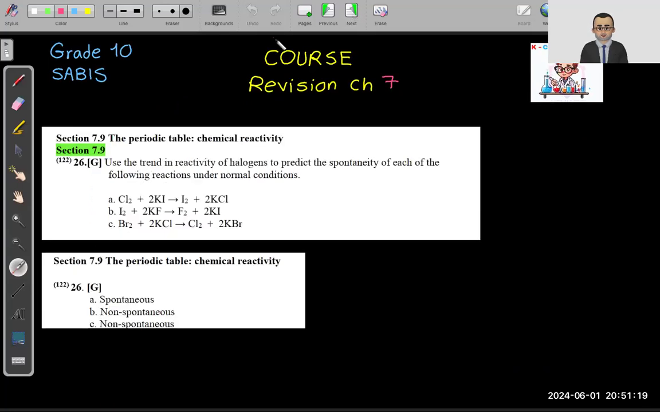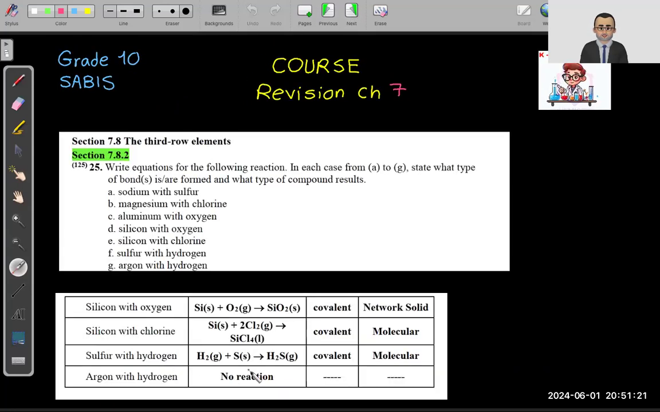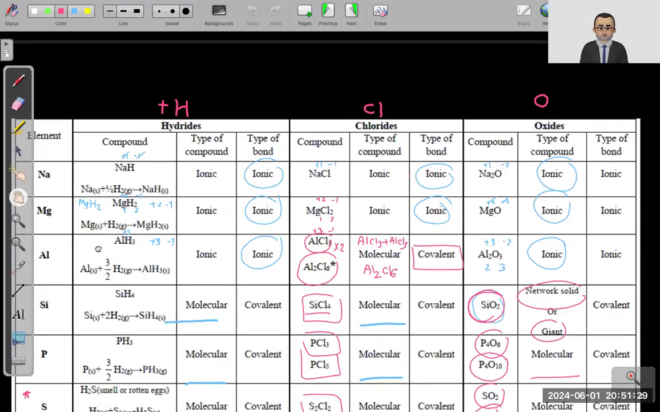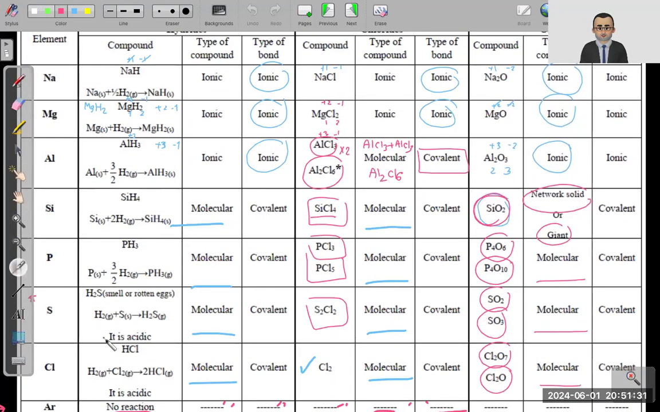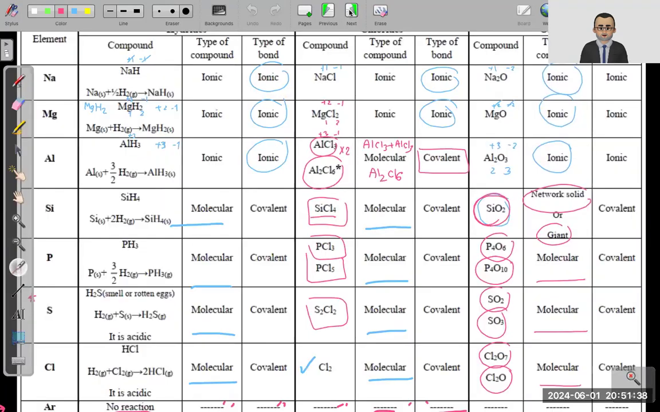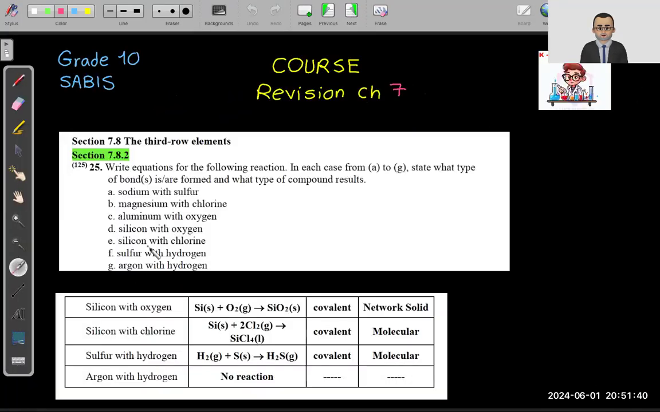The question between argon and hydrogen is no reaction, of course. H2 and S, this one was in the table here. So it was in the table here in the case of H2 and S. And the last question also was that one. Sulfur with hydrogen, so silicon with chlorine, this is silicon chloride, and this also comes from the memorization.